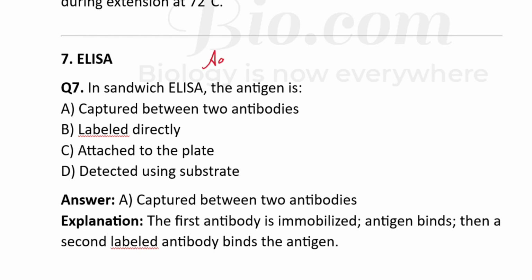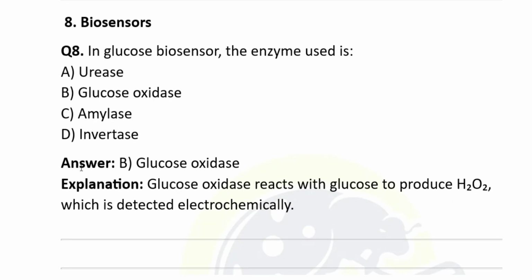It detects the antigen and it utilizes the two antibodies to sandwich the antigen between them, like this way. If this is an antibody, they use it to sandwich the antigen in between two antibodies. So it is captured between the two antibodies. This is the right answer. So the correct answer for this question is option A. Now moving on to the next question. So next question is biosensors related.